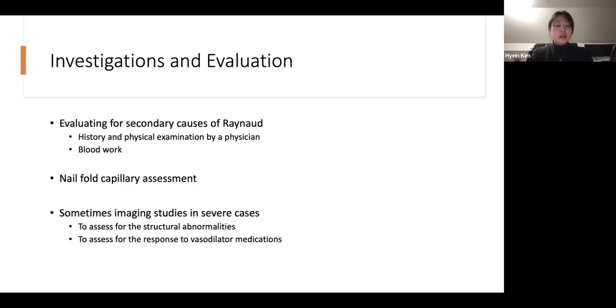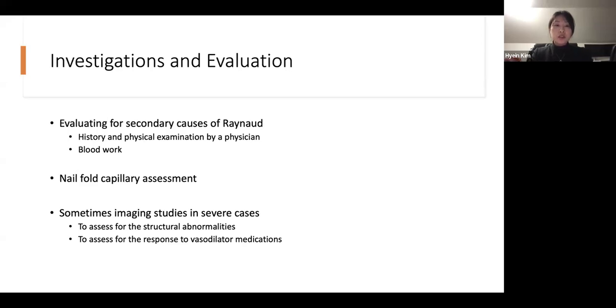And lastly, we do sometimes consider imaging studies. I don't do it routinely because I don't think it would change our management. I do consider imaging studies such as CT angiogram or conventional angiogram, which look at blood vessel structures. So I usually do this in more severe or refractory cases to look for any structural abnormalities, like narrowing of the blood vessels or clots or something like that we're missing. And maybe that's why they're not responding to medication.